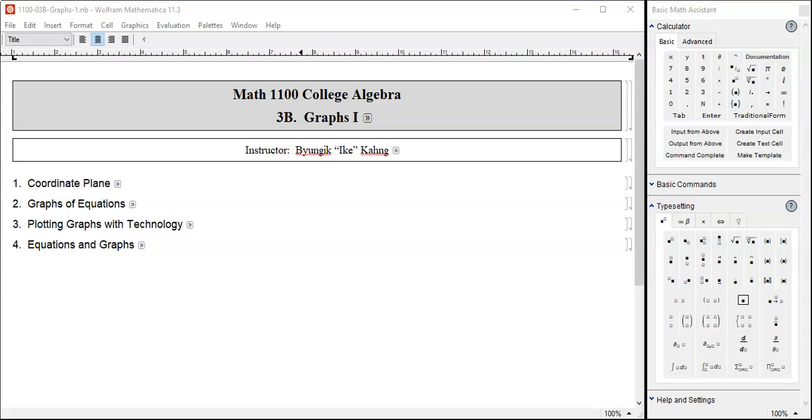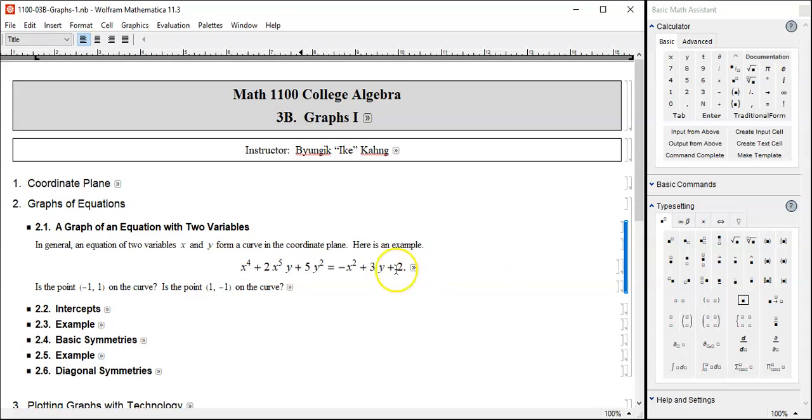Hello students, welcome back. In the previous video, we established the Cartesian coordinate system, and let's do some work on it. Here's a motivating example.